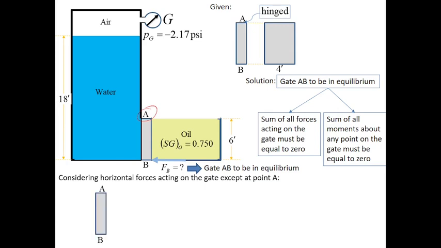Okay, so in this case, this is our gate. One of the forces acting on the gate is the force applied at B with this assumed direction to the left. Another force acting on the gate is the force due to water. This force due to water is the hydrostatic force due to water. Another hydrostatic force is the hydrostatic force due to oil, acting to the left. The force due to water is acting to the right.